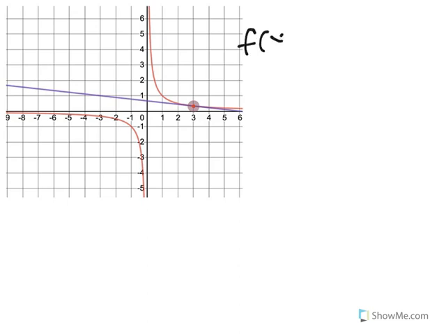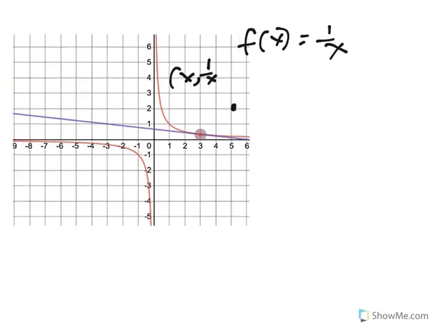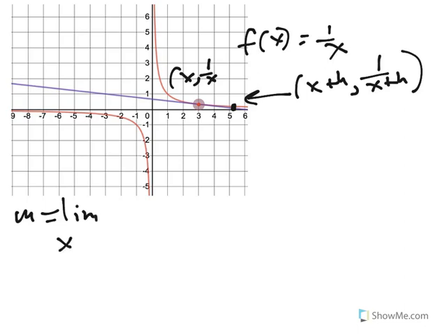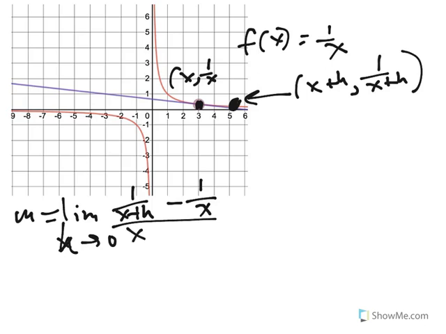Here I have the function f of x equals 1 over x, this hyperbola. If I call this point x comma 1 over x, and this point to the right is x plus h comma 1 over x plus h, then the slope will be the limit as h approaches 0 of, this is going to be point 2, and this is going to be the first point, so it's y2 minus y1 over x2 minus x1. Those x's cancel out.